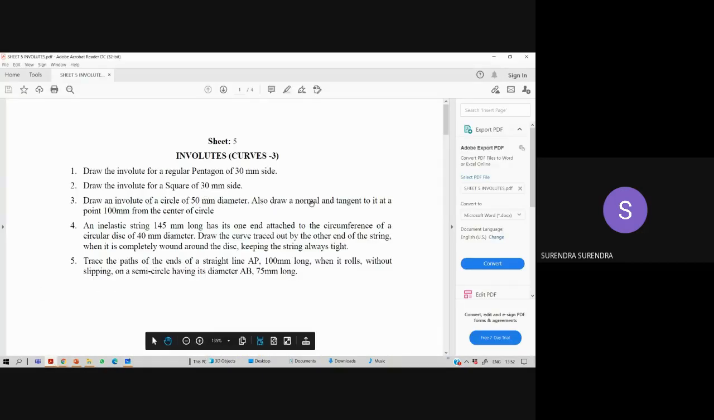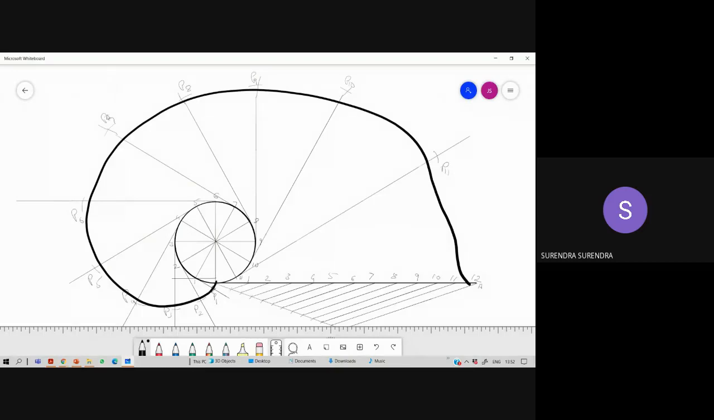So I was asked to draw a normal and tangent to it at a point of 100 mm from the center of this circle. So how to draw tangent and normal? Asked to draw at a distance of 100 mm from the center of the circle. So I'm using just red color just to differentiate the tangent and normal locations. So let this be the center of the circle. Let this be C. From C as center, 100 mm radius.